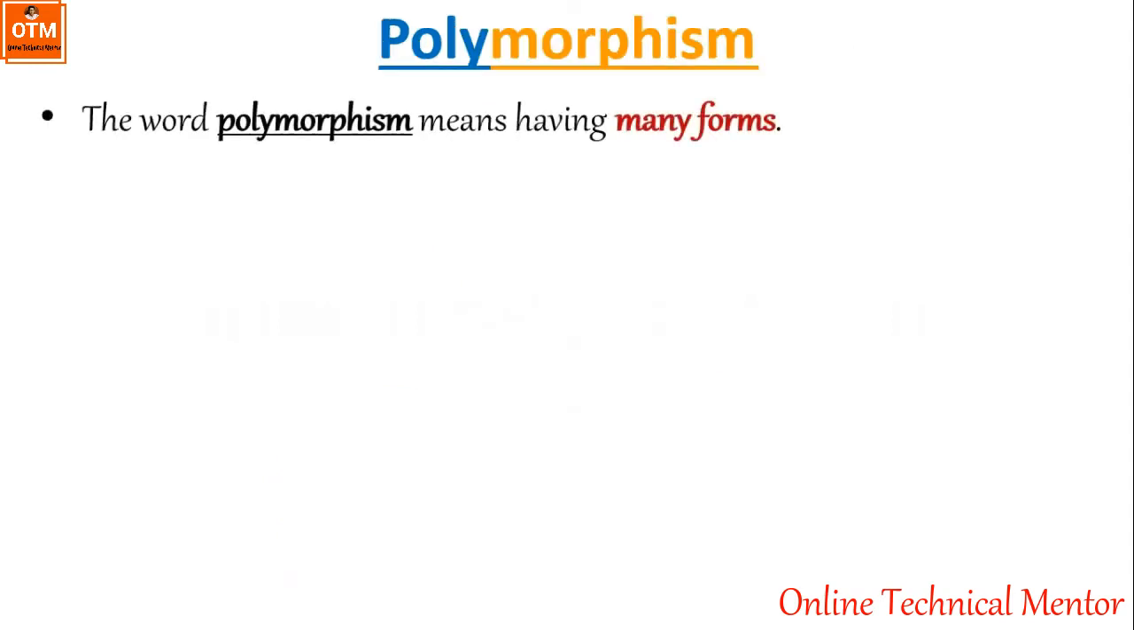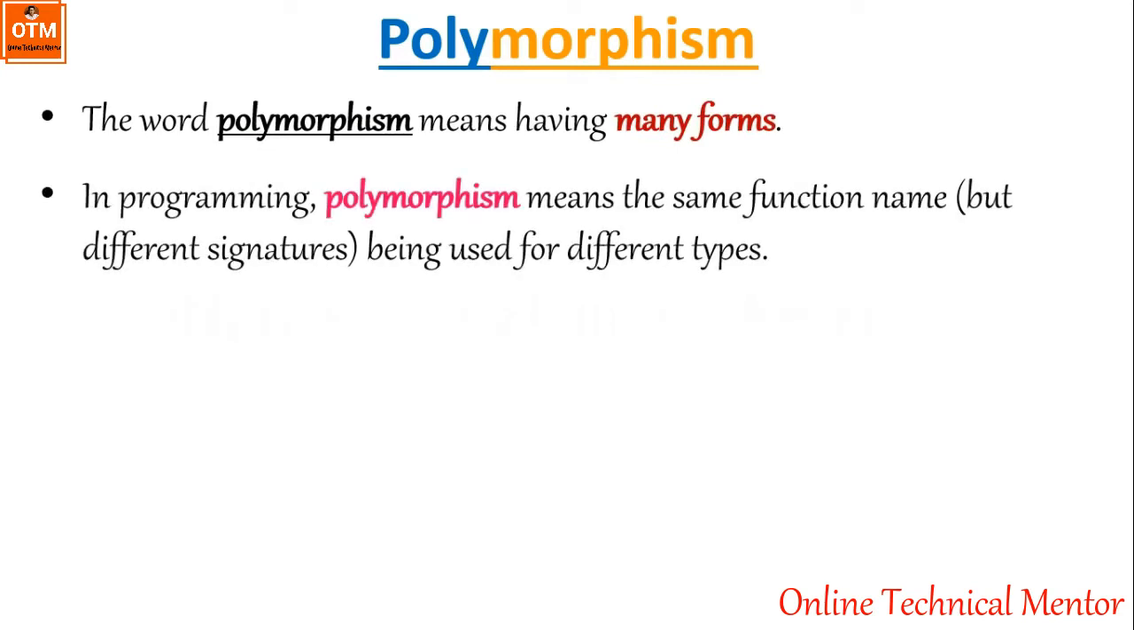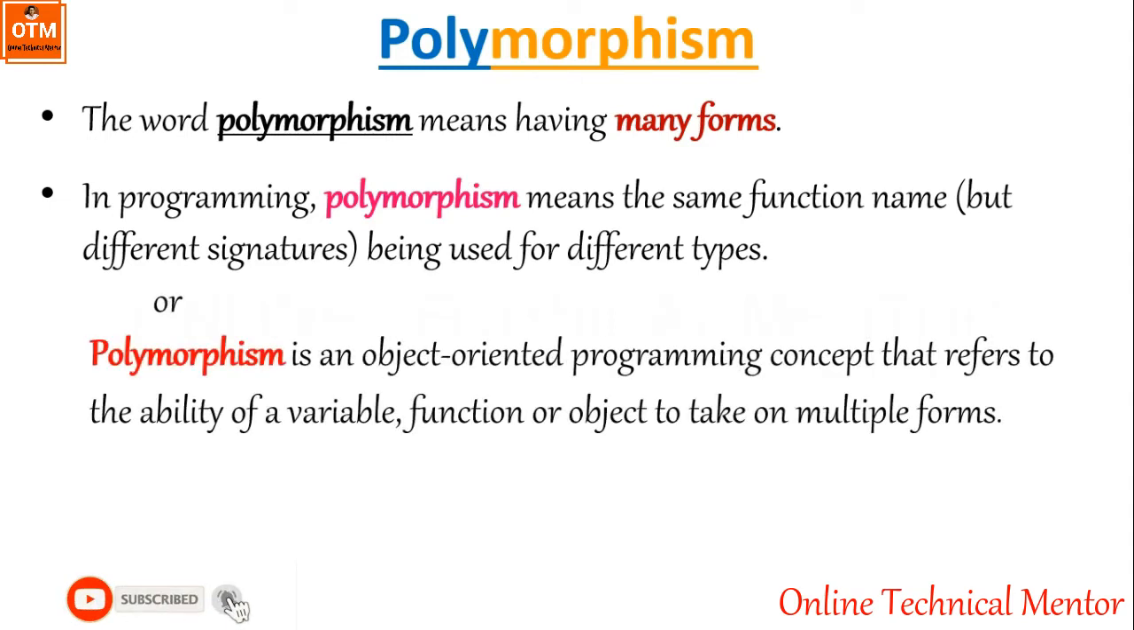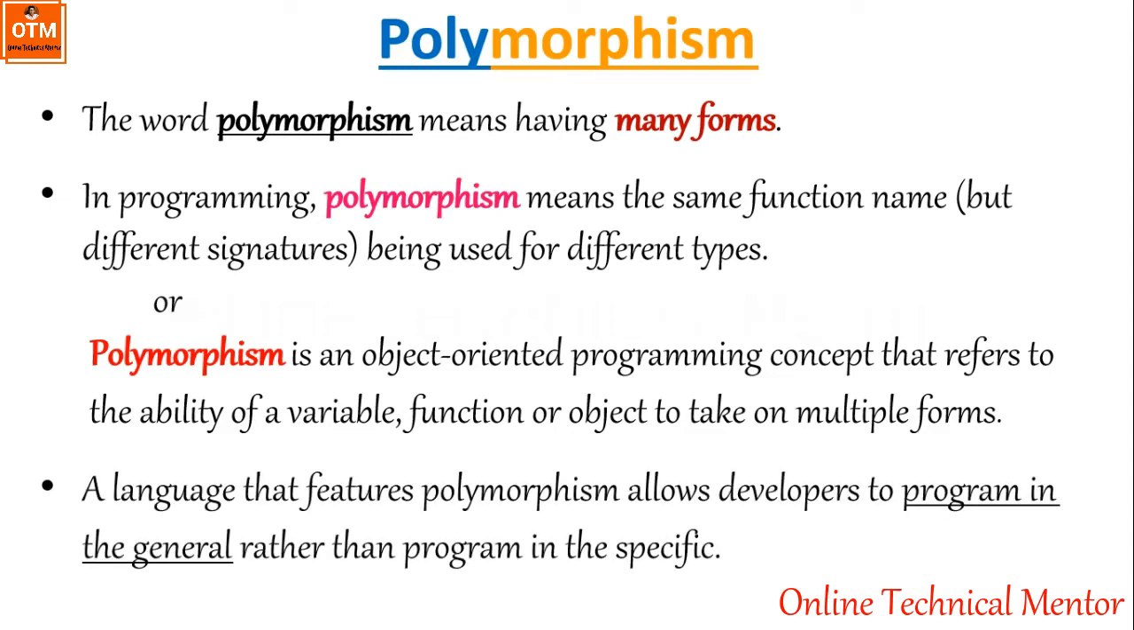So what is polymorphism? The word polymorphism means having many forms. That means in programming, polymorphism means the same function name but different signature being used for different types. It means we can write multiple functions with the same name, but the arguments or parameters must be different. Or in other words, polymorphism is an object-oriented programming concept that refers to the ability of a variable, function, or object to take on multiple forms. A language that features polymorphism allows developers to program in the general rather than program in the specific.